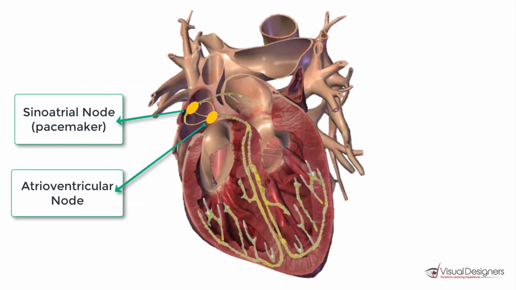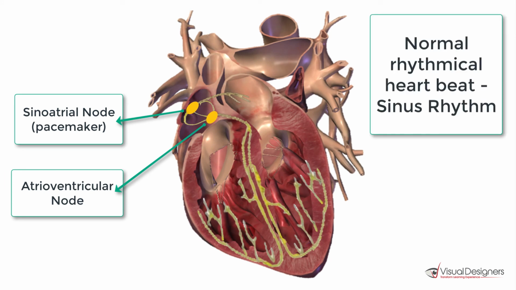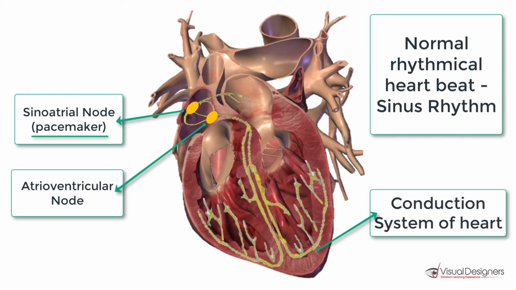There are 2 nodes, called the sinoatrial node and the atrioventricular node. The normal rhythmical heartbeat, called sinus rhythm, is established by the sinoatrial node, also known as the heart's pacemaker. This node generates a current that causes contraction of the heart, traveling through the atrioventricular node and along the conduction system of the heart.